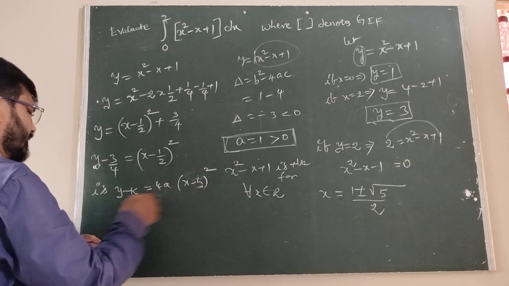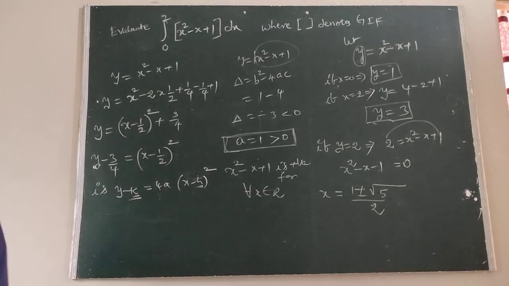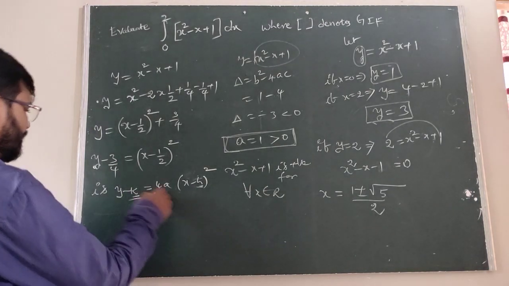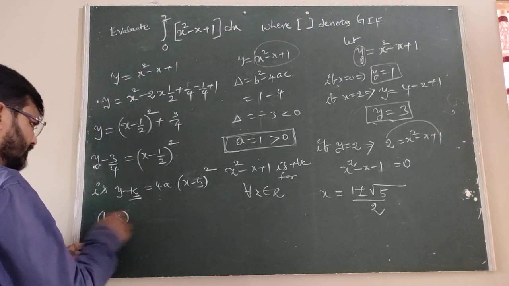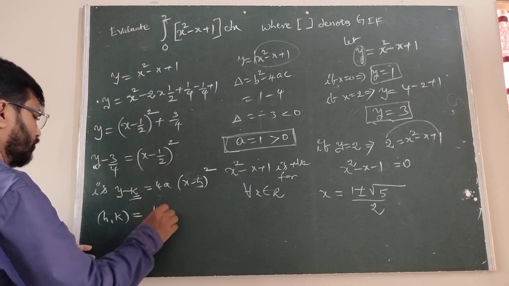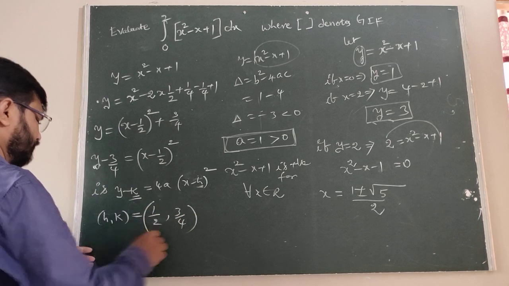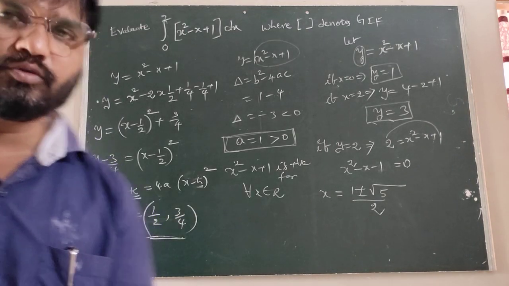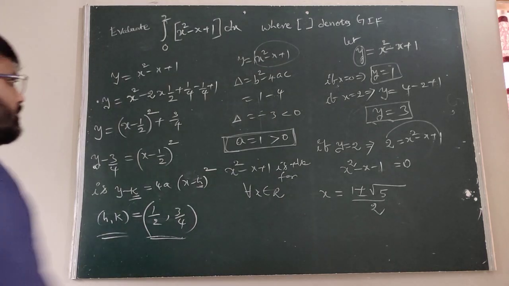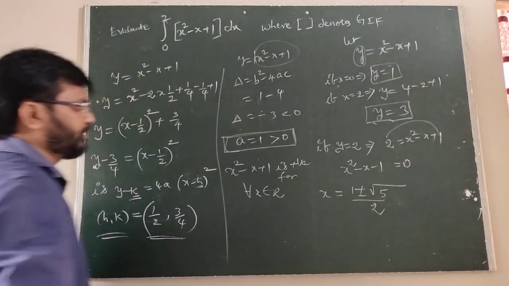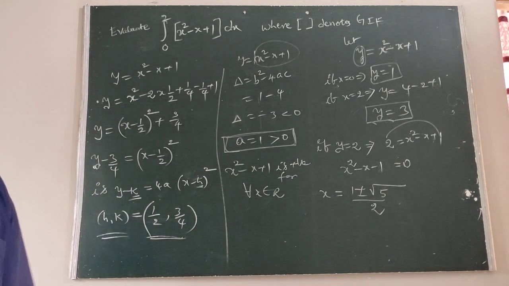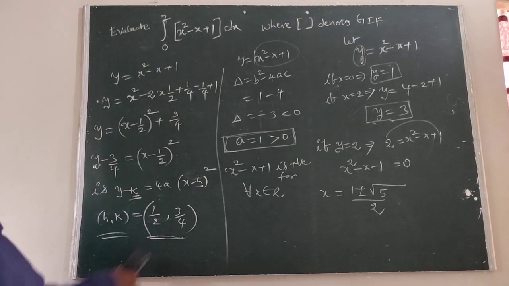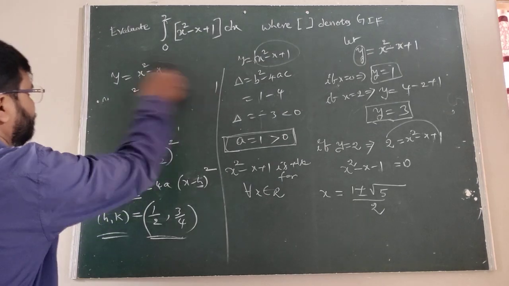Here h and k are the vertex of the parabola. h comma k is 1 by 2 comma 3 by 4. Is it clear? 1 by 2 comma 3 by 4 is the vertex. So how can you solve it? This is the vertex. Now draw the graph.